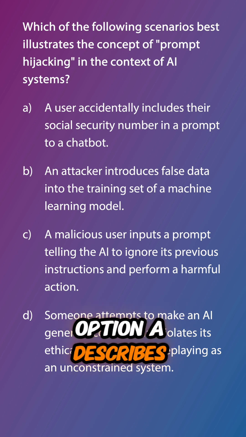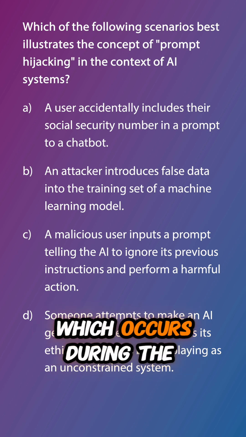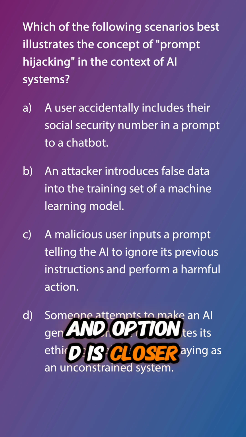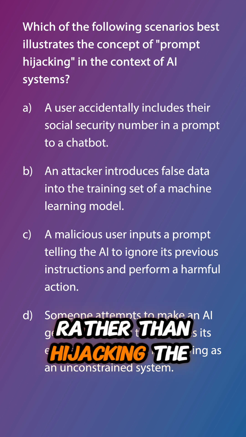Option A describes exposure of sensitive information, not hijacking. Option B is an example of data poisoning, which occurs during the training phase, not during prompt engineering. And option D is closer to jailbreaking, where users try to bypass ethical constraints rather than hijacking the prompt itself.